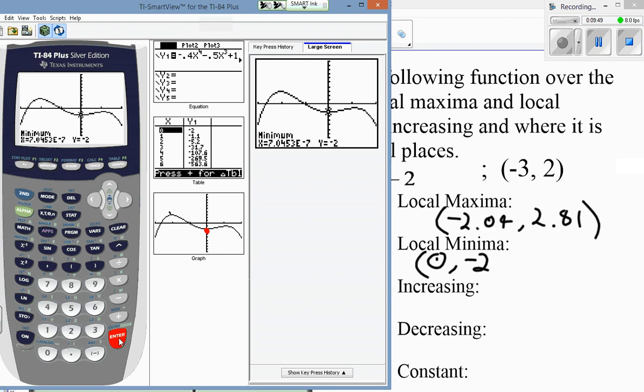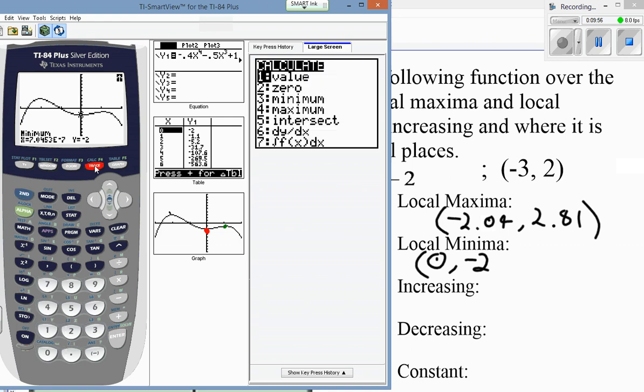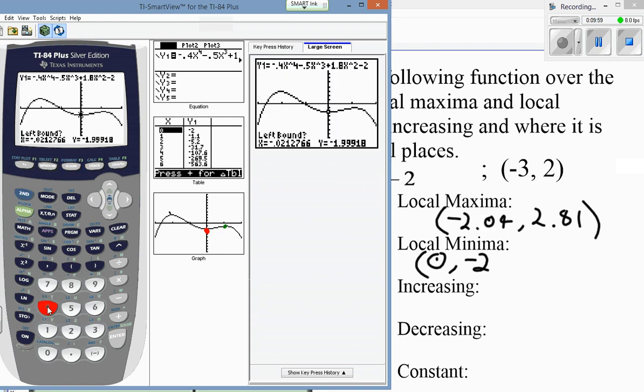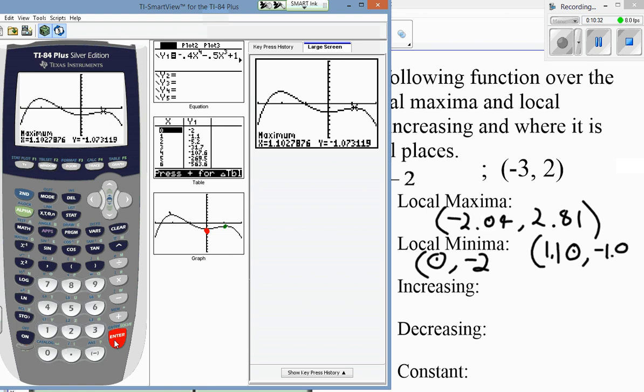So again, the next little hump here is going to be a local maximum. So we'll go ahead and find that. Again, second calc. Find that maximum. I'm already left bound, hit enter, go over until I'm right bound. Hit enter, and I guess right about there. And I'm going to have my second local maximum there at 1.10, comma, negative 1.07. So when is the graph increasing?